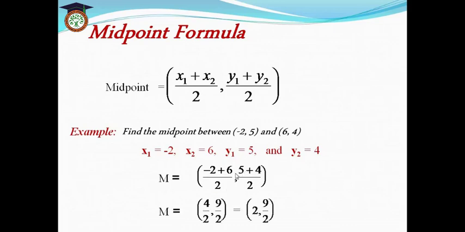So (-2 plus 6) over 2 equals 4 over 2, and (5 plus 4) over 2 equals 9 over 2. By simplifying, 4 over 2 equals 2, and 9 over 2 stays as it is because it's in simplest form.